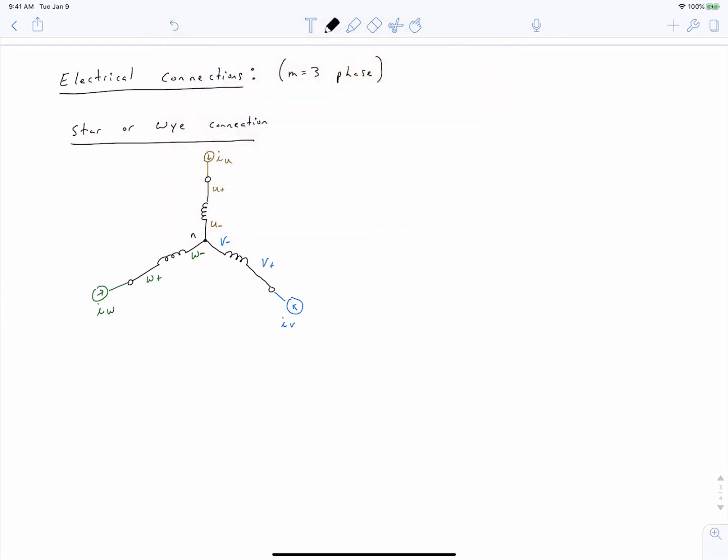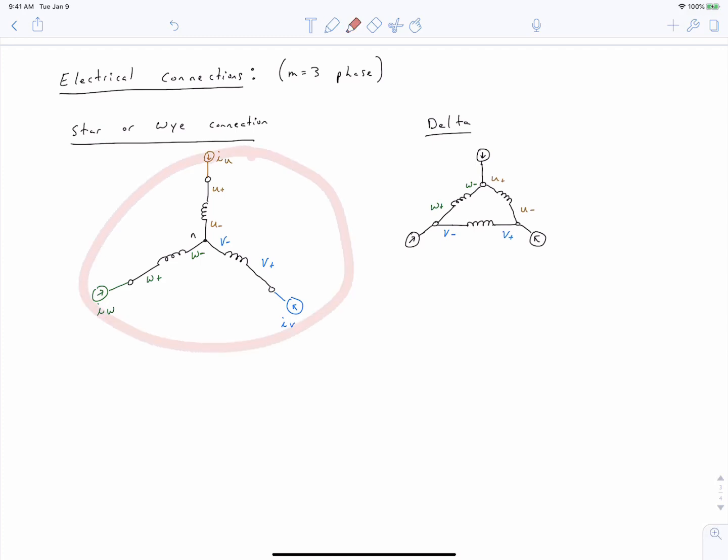You can also connect this as a delta connection. This is particularly popular for induction motors, which looks like this. So now your coils, your phase windings are connected in this triangular configuration. But most of the time, we'll be talking about this in this class.